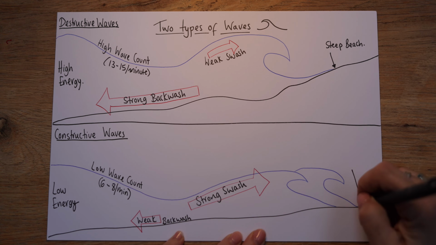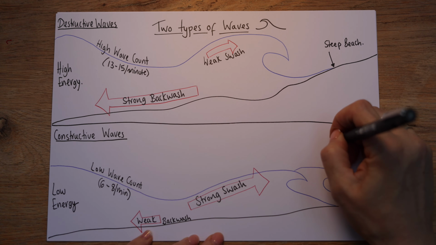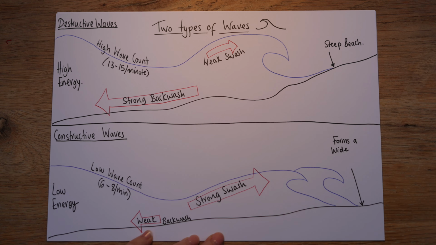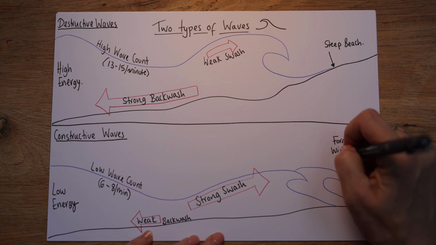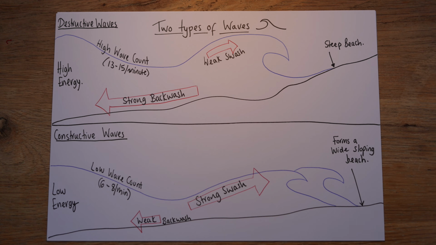Whereas a constructive wave forms very differently. It forms a wide sloping beach. Okay, because that's literally because the swash is so much stronger. It's been depositing material on the beach.